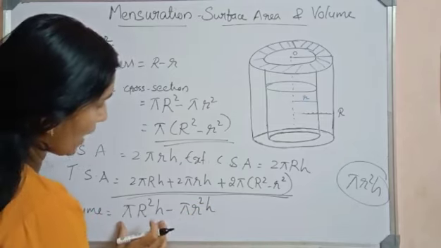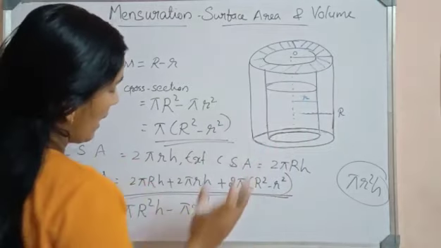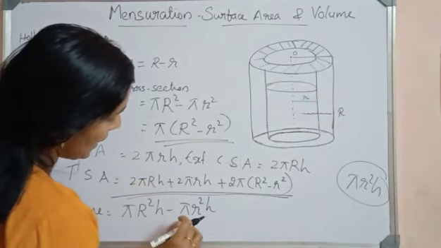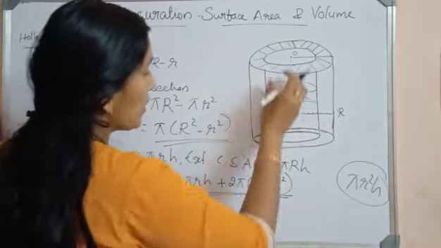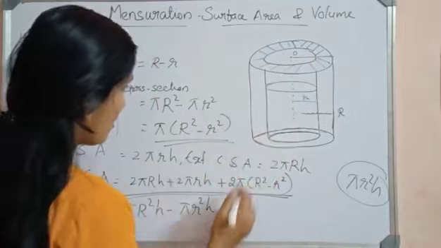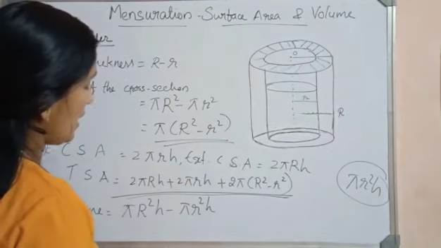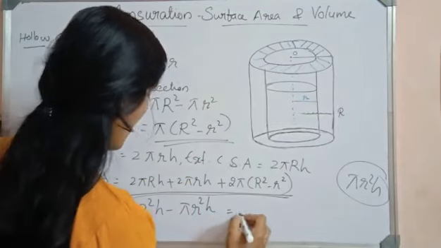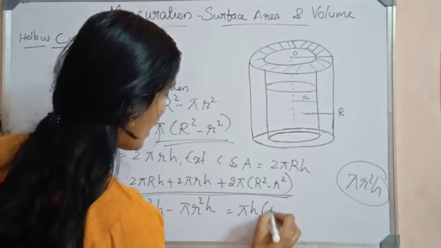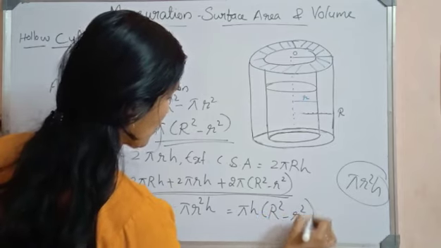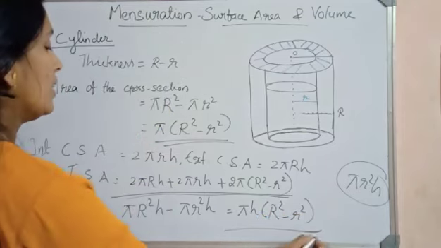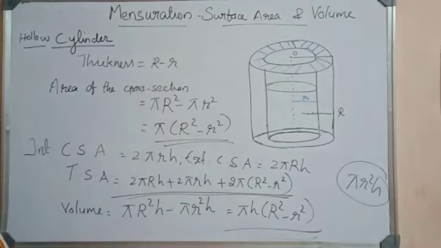Here pi r square h is the total volume, and pi small r square h is the volume of the internal portion, that's a hollow portion. When you remove that volume, you will be getting the volume of the hollow cylinder, and this can be written as pi h into R square minus r square. This is the volume of a hollow cylinder.